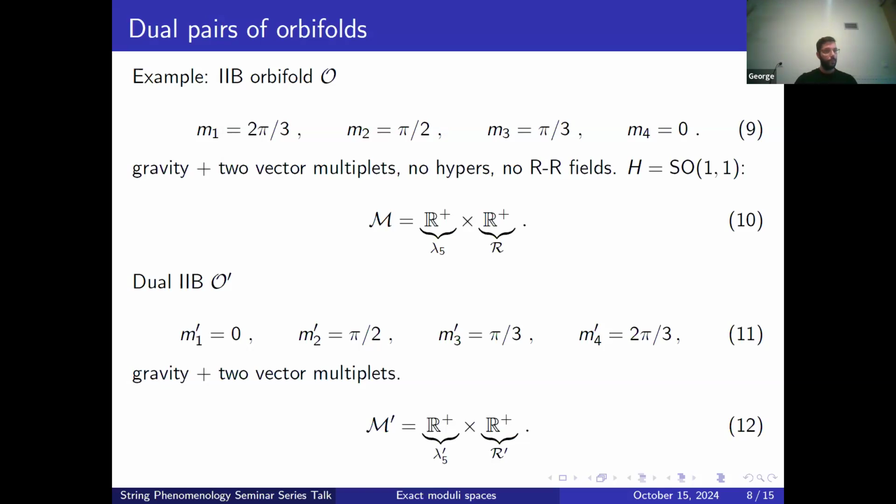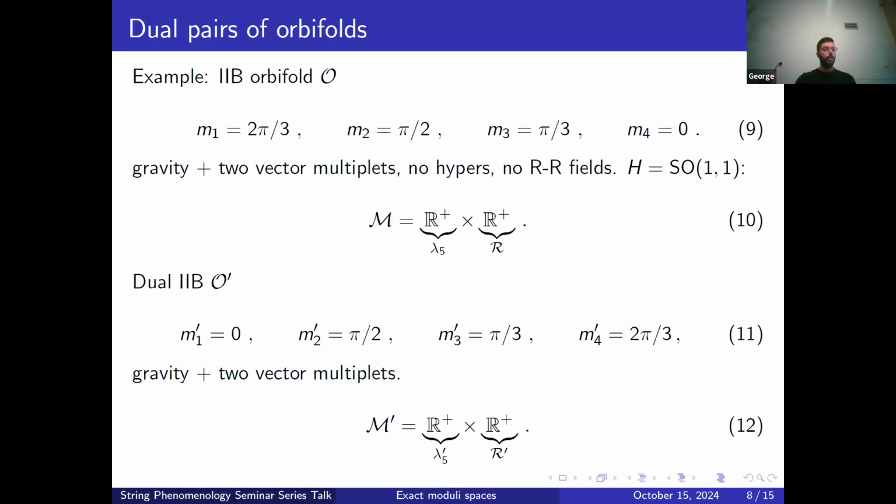We can also compute the commutant with the T-duality group, which in this case is given by SO(1,1). And then the moduli space is simply R+ times R+. So one factor is parameterized by the 5-dimensional string coupling, lambda 5, and the other factor is parameterized by the radius of the circle. So these are the only two moduli for this model.